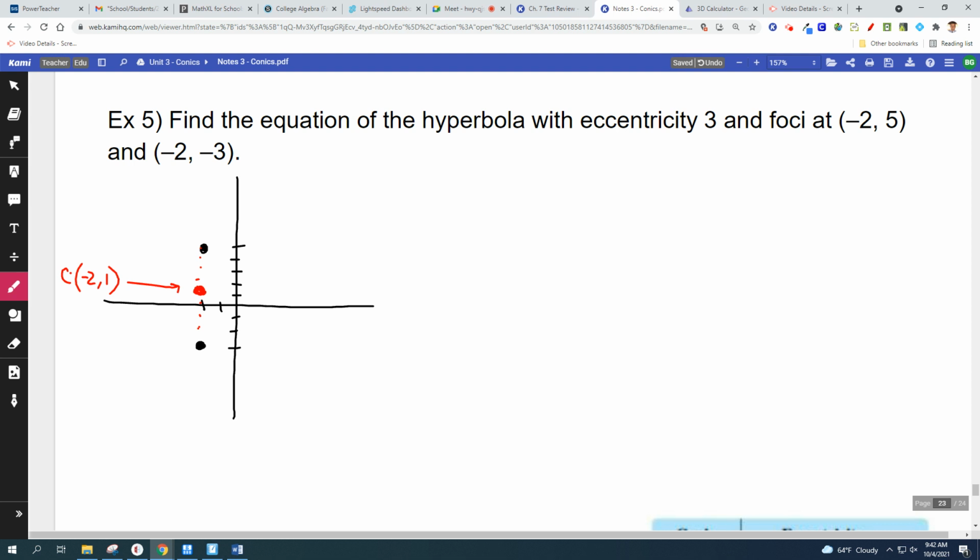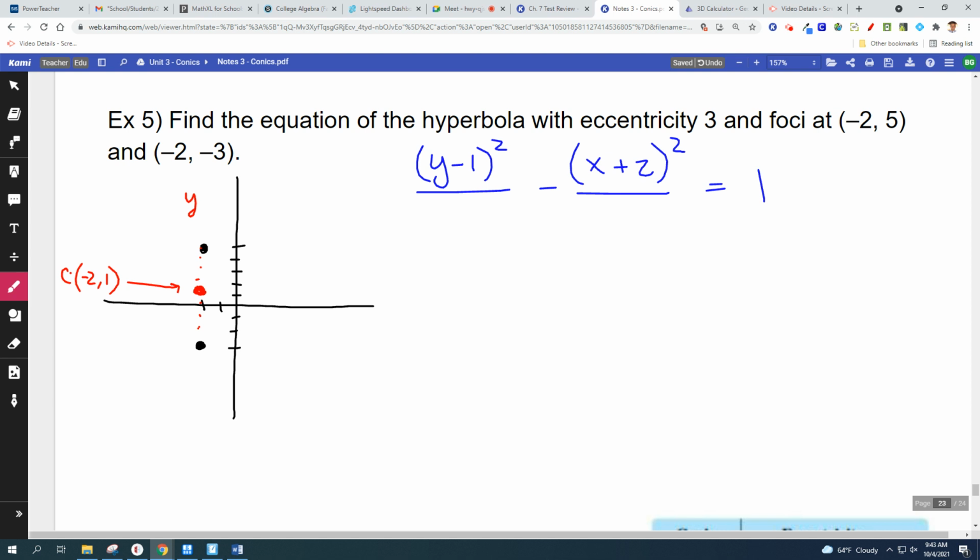Since the foci are oriented in the y direction, I can tell this is going to be a hyperbola that's oriented in the y direction. So as for my equation, I don't know the answer yet, but I do know it's going to be y first: (y minus 1) squared over something minus (x plus 2) squared over something equals 1. So I need to know my A and my B number, and I can finish this thing up.